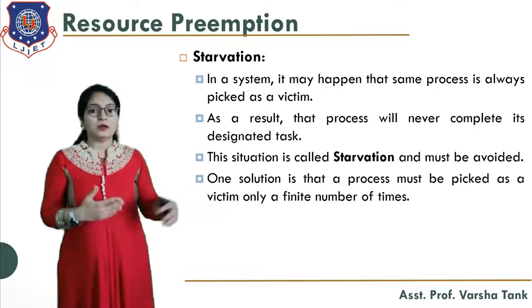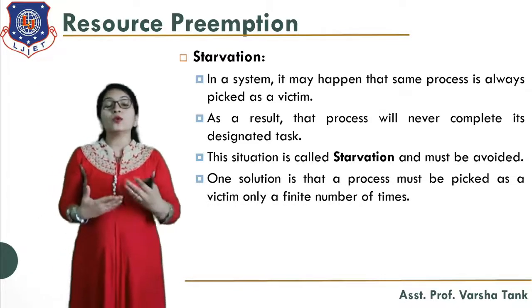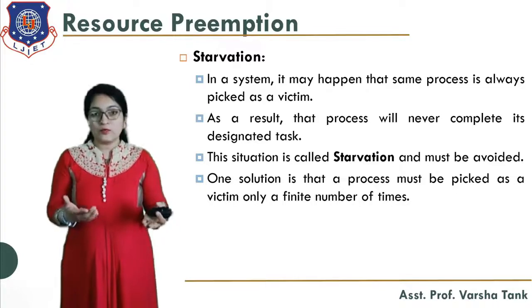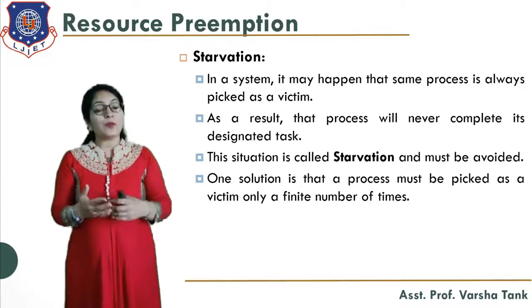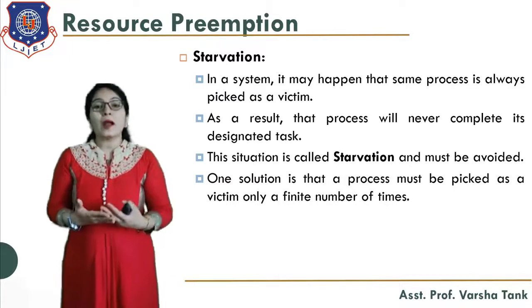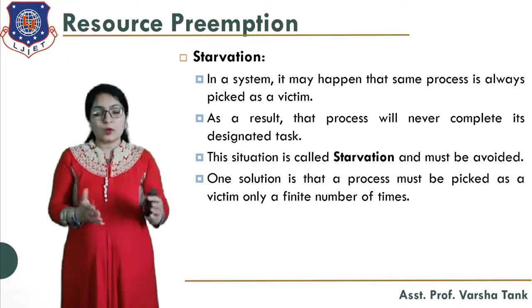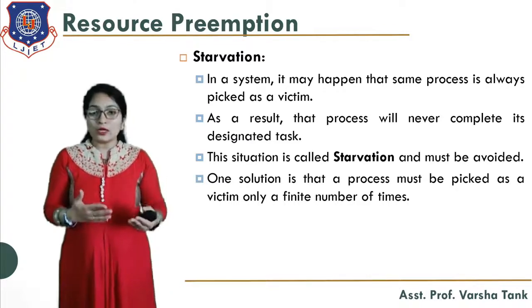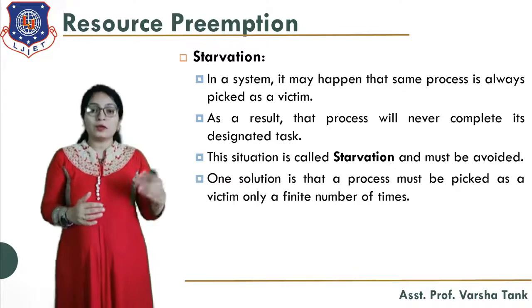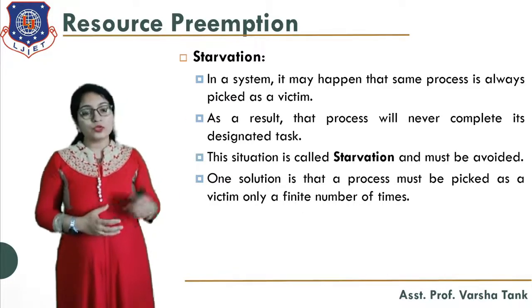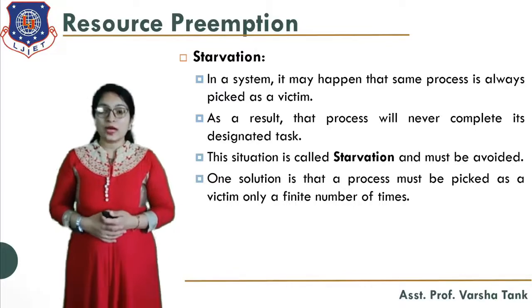Another solution is that you can increase the priority if you are following priority based decisions. Every time the process is selected as a victim, we increase its priority by 25%. So every time its priority increases, and when its priority becomes high, that process will get a chance for execution. So this is the scenario of starvation.